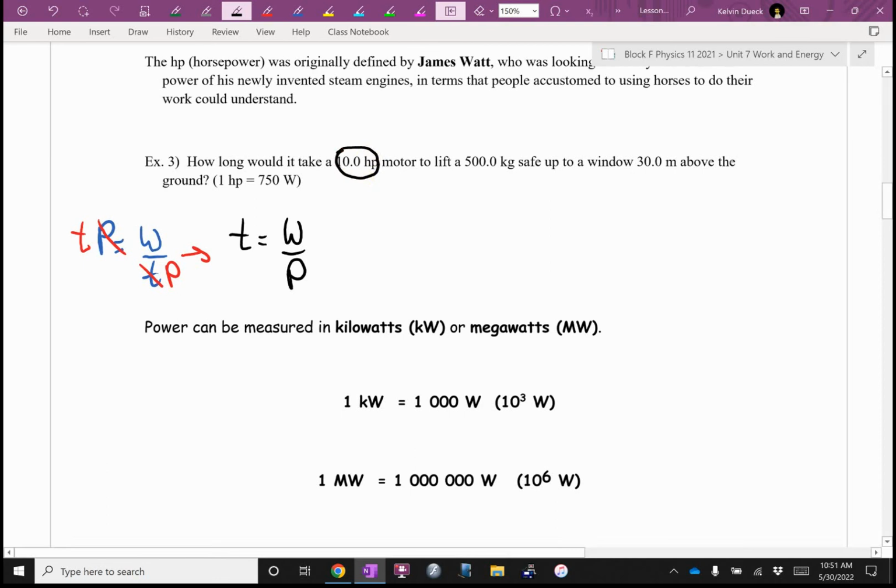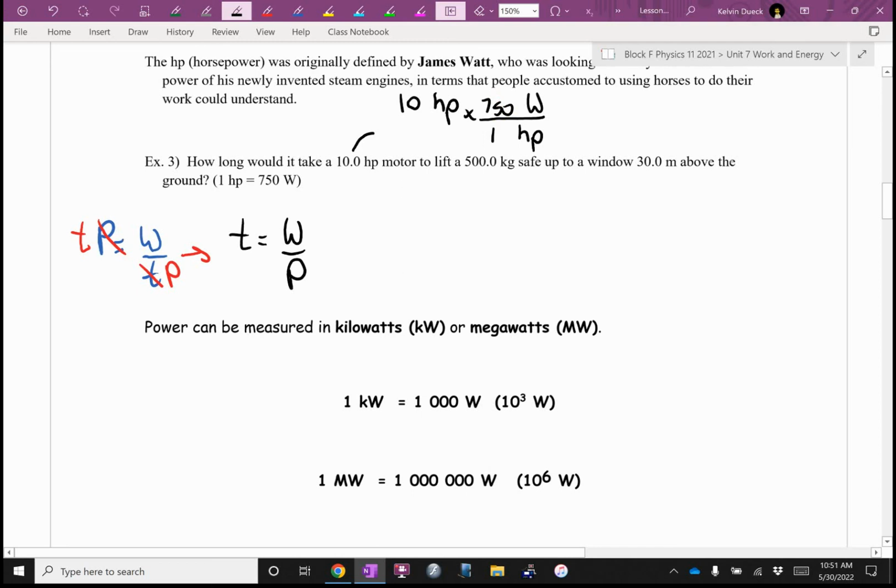Got a bit of a problem, though, Scott. We don't do physics with horsepower. So let's do a little bit of a conversion. 10 horsepower. I guess I want horsepower on the bottom. I want watts on the top. It's going to be 750 watts is 1 horsepower.